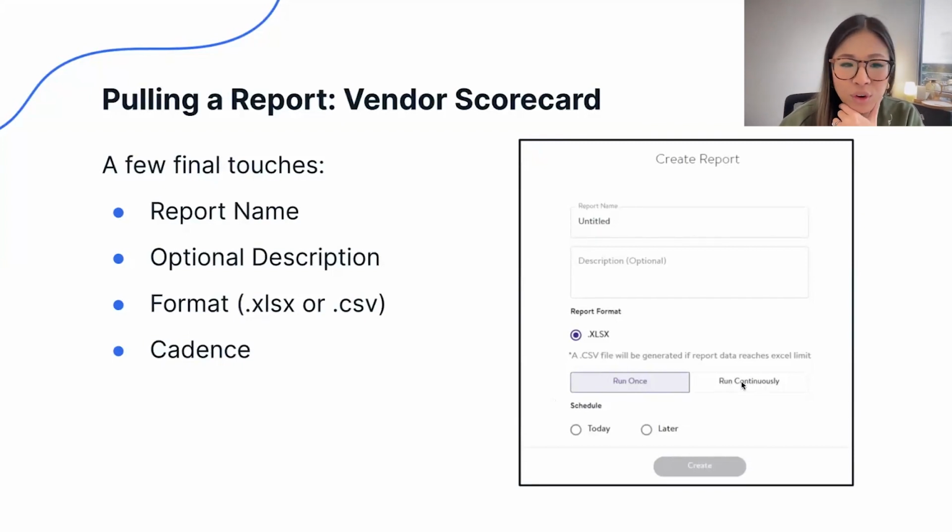And then you can also determine the cadence. Do you want to run once, run continuously, and then schedule it out? Or do you want to schedule it for today or later on? Just wanted to throw that out there, that this is what that will look like. And from there, you hit create, and then you'll be able to track that through.